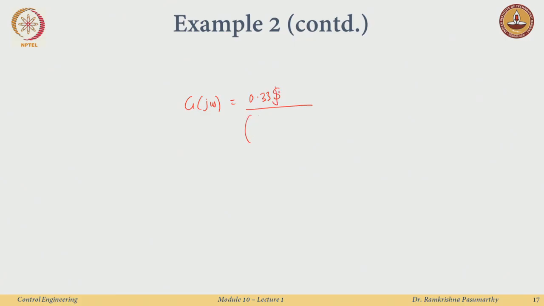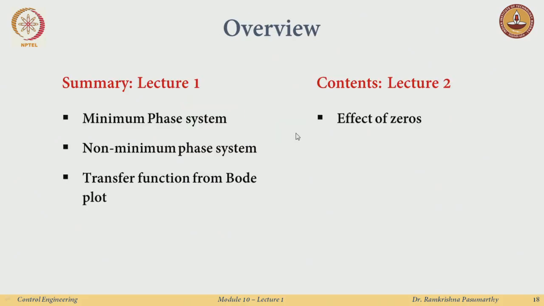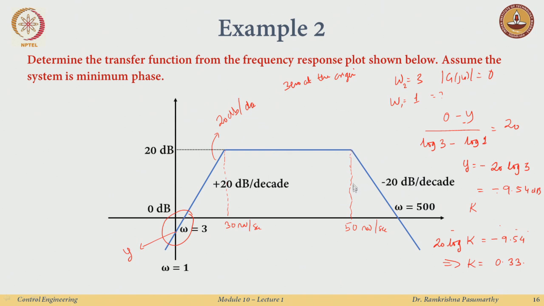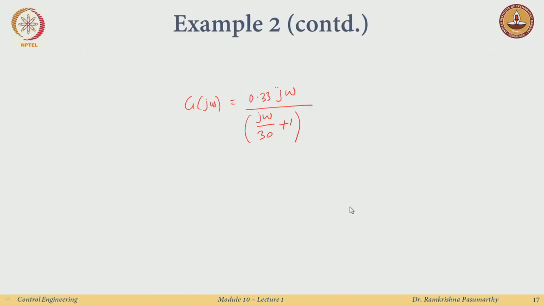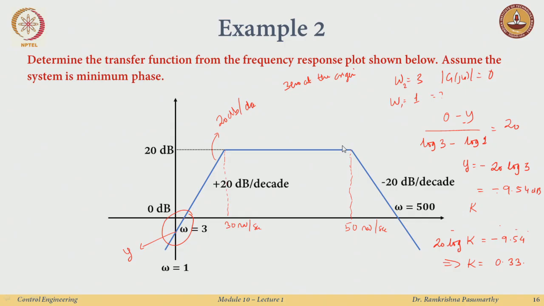So I write this down here, just this as j omega. This will be 0.33 j omega over (j omega over 30 plus 1), and here there is a corner frequency of 50, so this would be (j omega over 50 plus 1). So this is the overall transfer function of my system, and we can recheck this by plotting the Bode plot of this. So we get to this asymptotic plot, right.